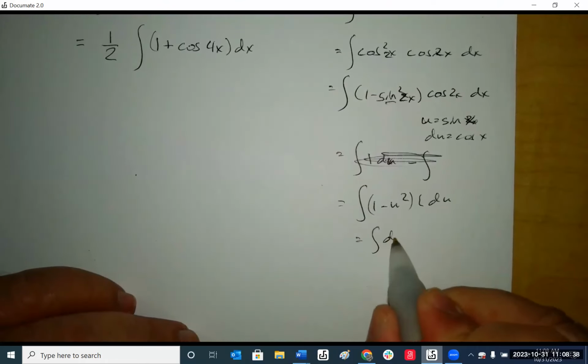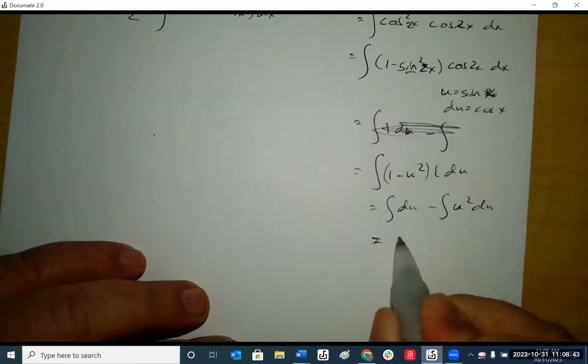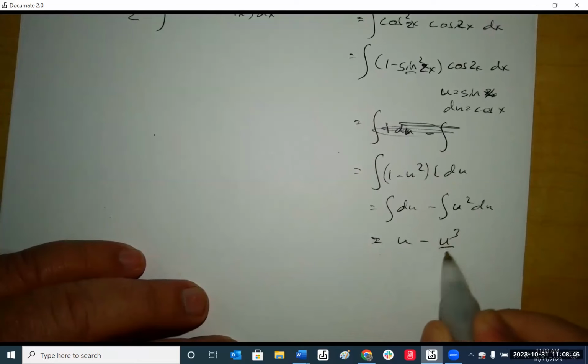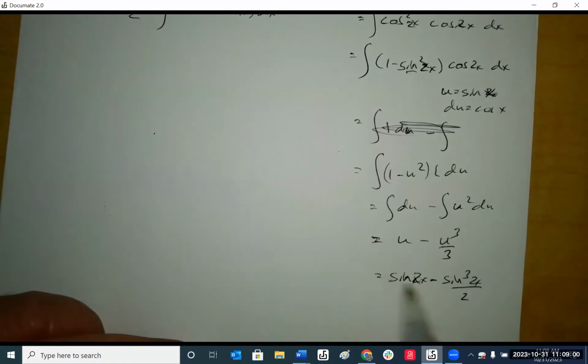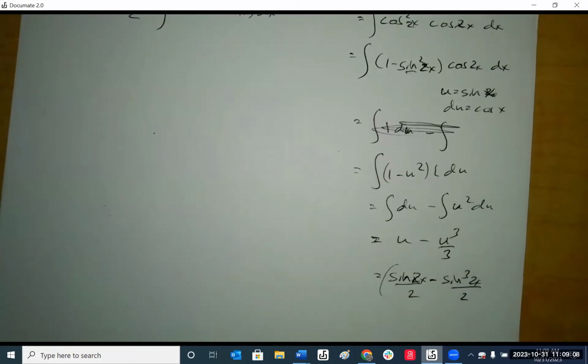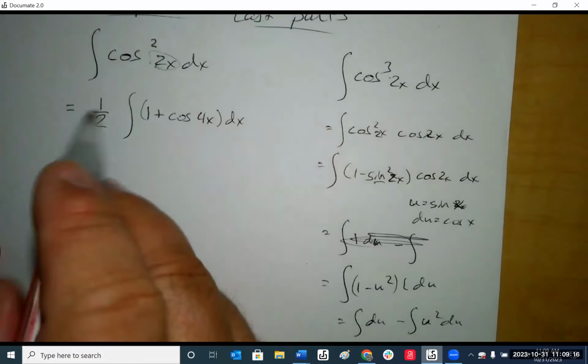So the integral of du minus the integral of u squared du is u minus u cubed over 3, which is sine 2x minus sine cubed 2x over 3. And then they should have 1/2 in front of them because of that 2x, so I should have a 1/2. Now back to this one. That takes care of that.